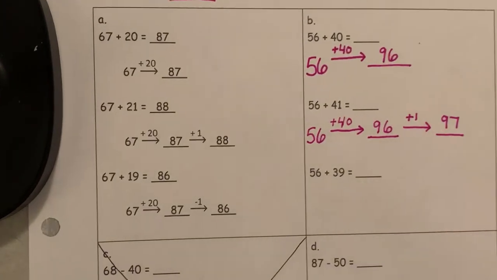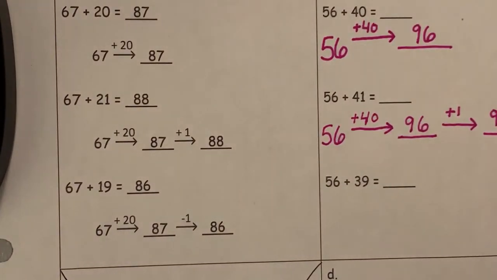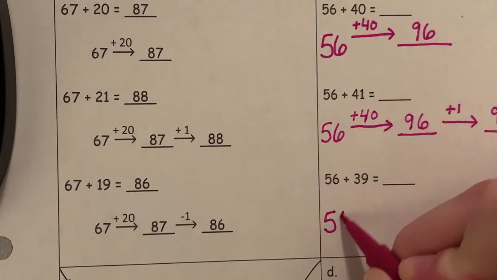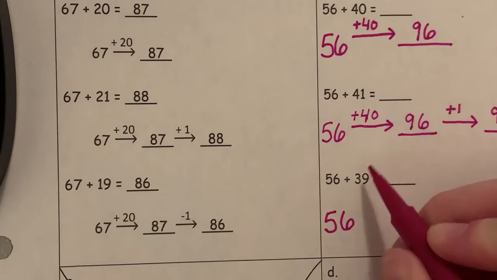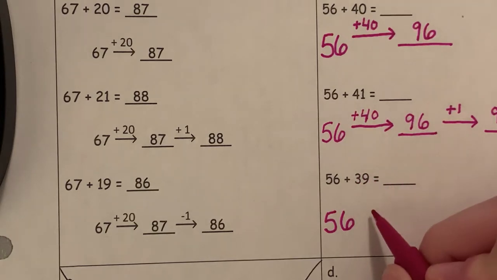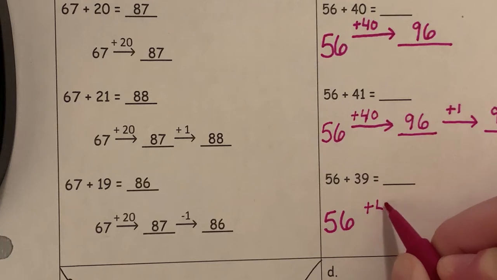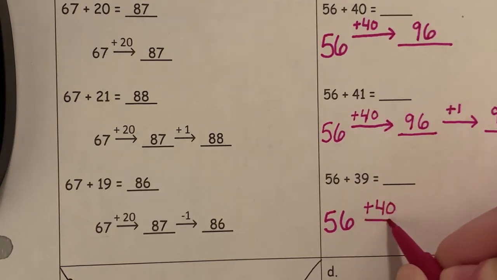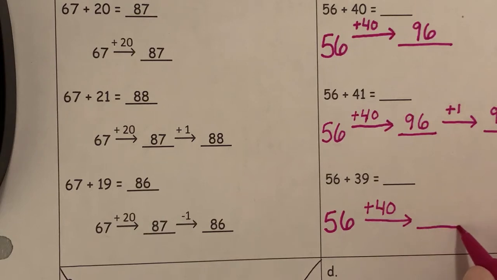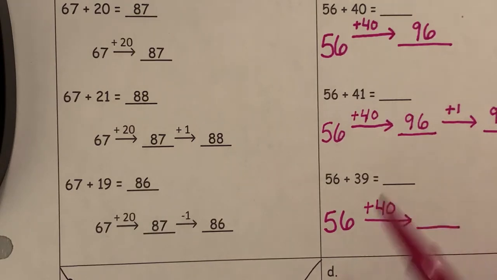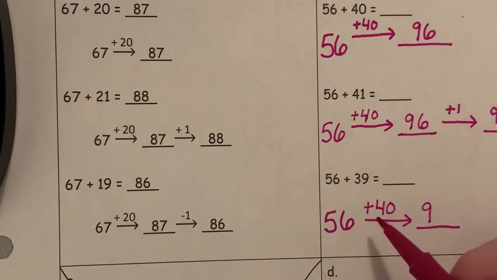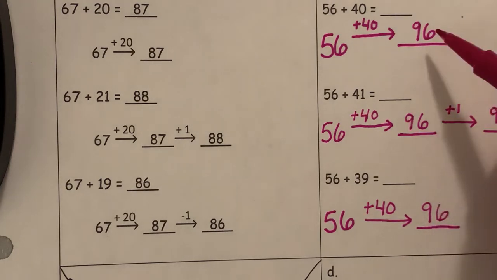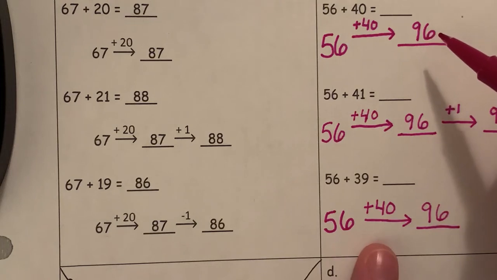All right, so let's move on to 56 plus 39. So again, we're going to start with writing 56. And this time, we're going to add 40. So we're adding 39, but to make this a little bit easier, we're going to add 40. So now when we add 56 plus 40, we're going to take 5 plus 4, and that gives us 9. And 6 plus 0 gives us 6. So we're back to our 96 as we were up here.